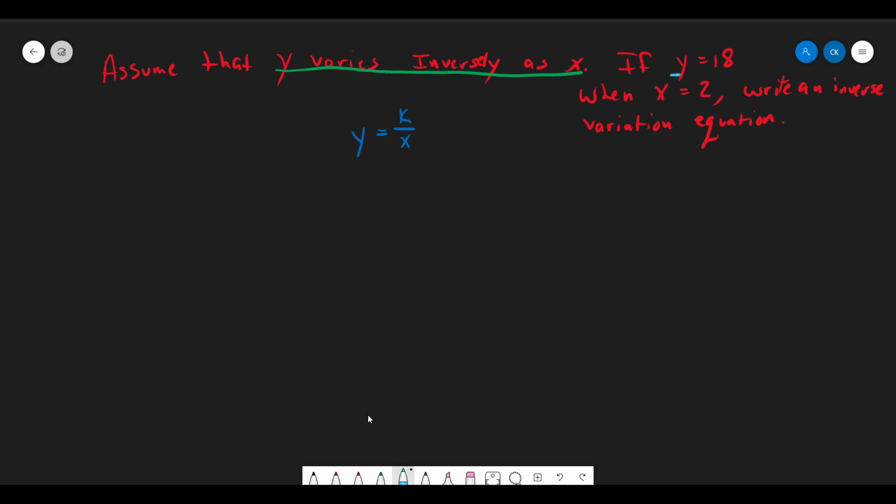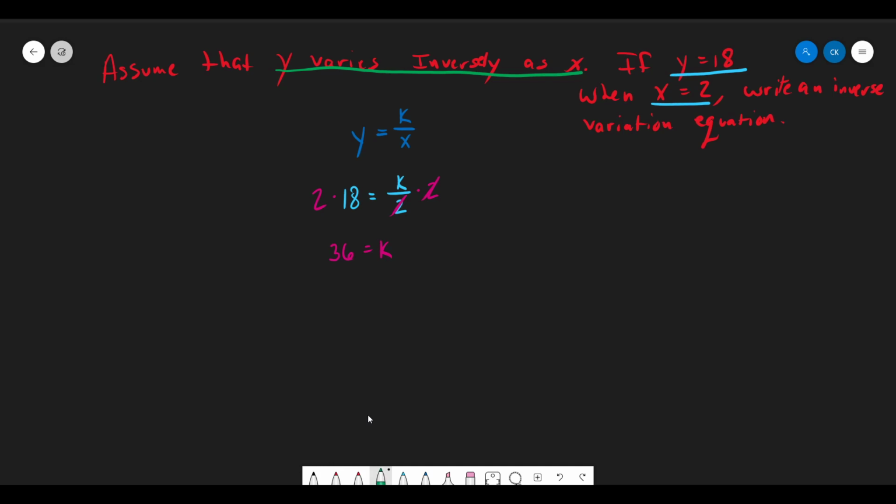So I'm going to take this y of 18, I'm going to plug it in for y, so I get 18 equals. I'm going to take the x that's 2, I'm going to replace it with the x here, that's 2. So the only thing that's missing is k. I need to solve for k. But it's very simple, it's exactly what we had done before. To get k by itself, just multiply both sides by your denominator. So we're going to multiply both sides by 2. So 18 times 2, that's going to give me 36. So I know that k is equal to 36.